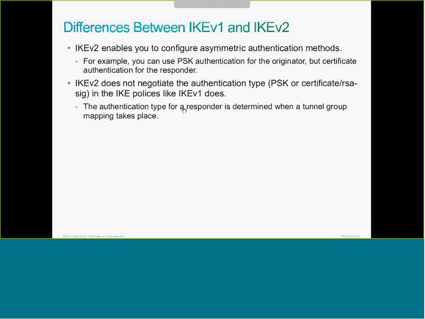So as you could see here, the authentication type for the responder is determined when a tunnel group mapping takes place. Now, this tunnel group mapping is nothing but the mapping of the credentials or the matching of the credentials at both ends.